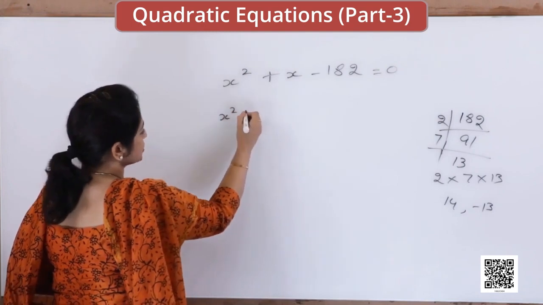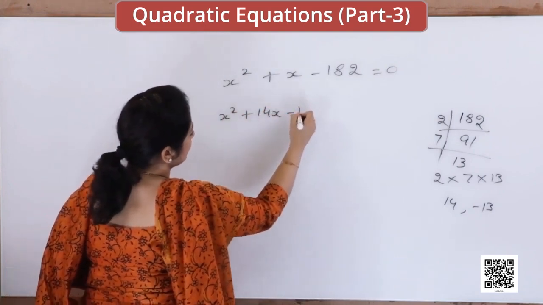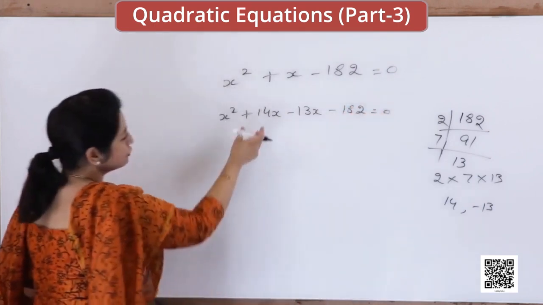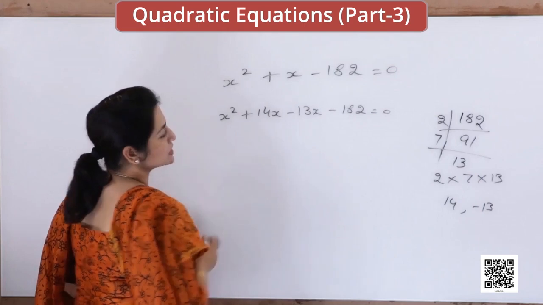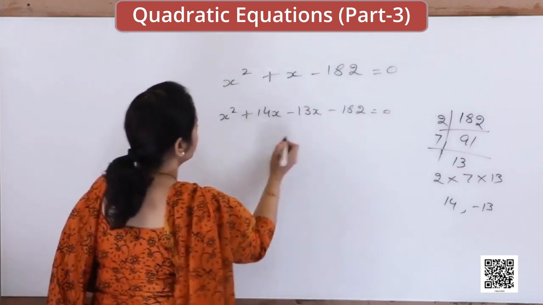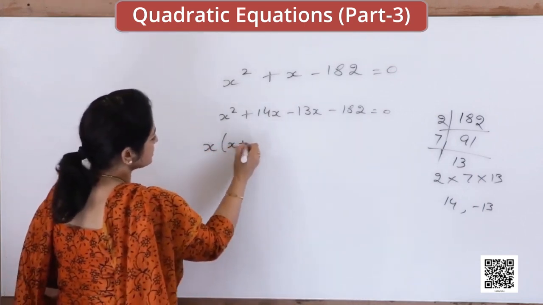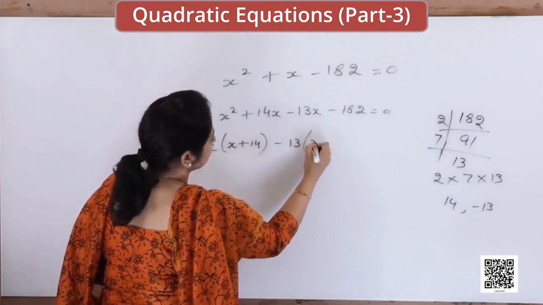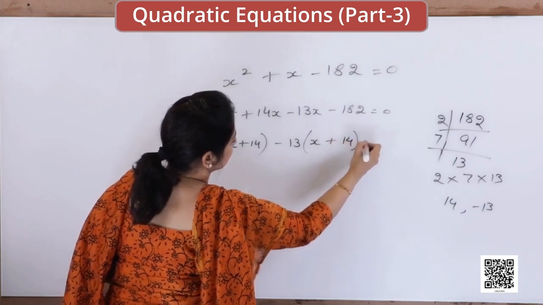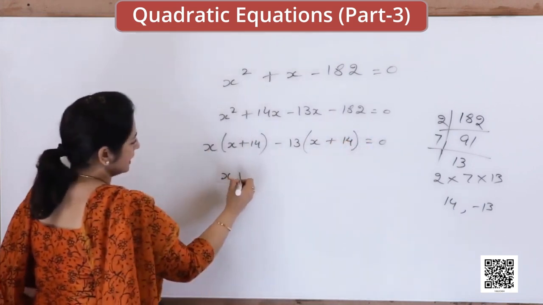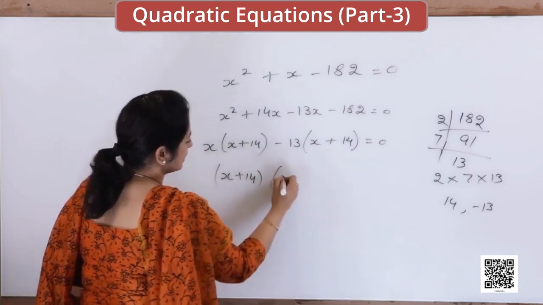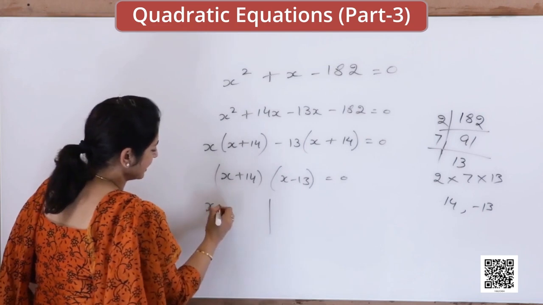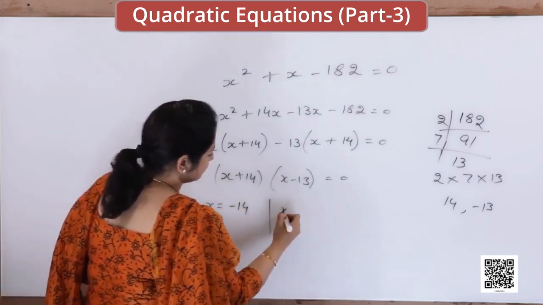So we can write here x square plus 14x minus 13x minus 182 equals to 0. Now 14x minus 13x will again give us x. So we can express it like this. Now taking x common, x plus 14 and here minus 13. So here we will have x plus 14 again equals to 0. x plus 14 in the first bracket and x minus 13 in the next bracket.